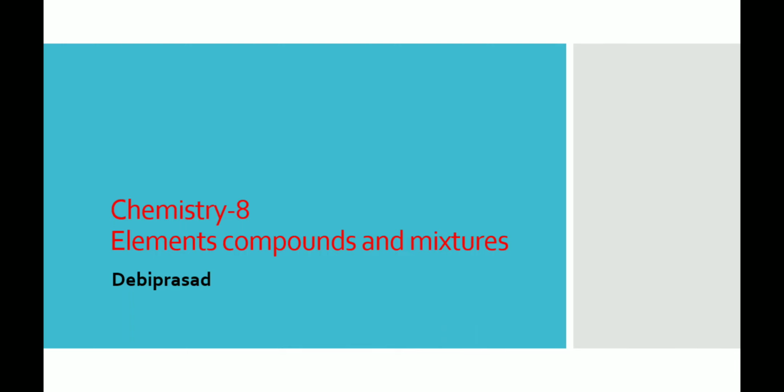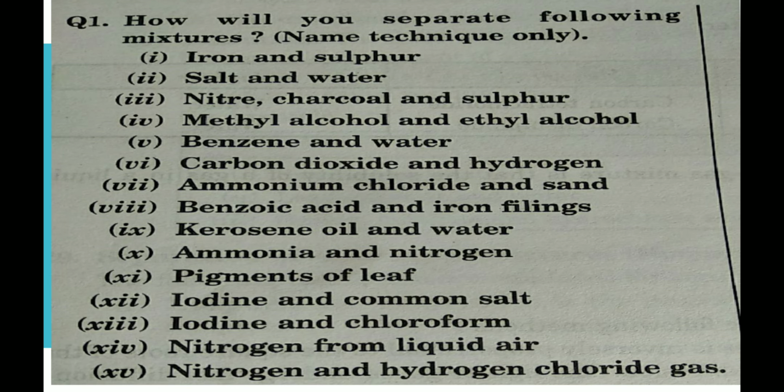In this video, I have prepared some questions related to the chapter elements, compounds, and mixtures. That means the various techniques used to separate the kind of mixtures. Solids, liquids, and gases can all be mixed in different combinations. Mixtures are found in two forms, homogeneous and heterogeneous.